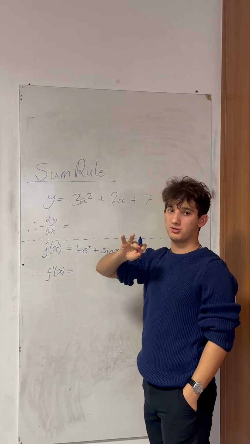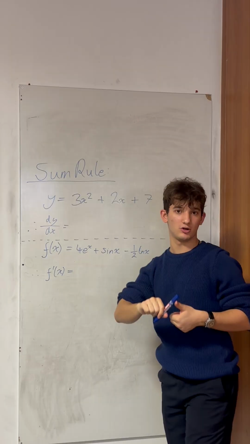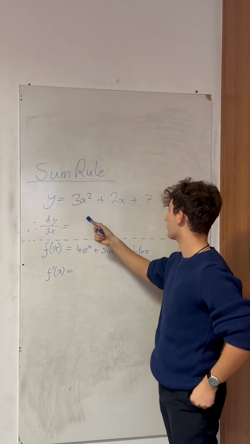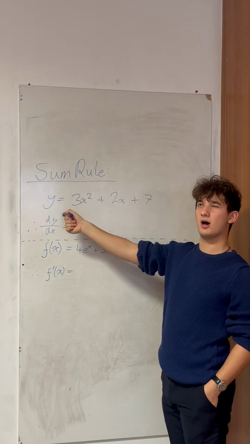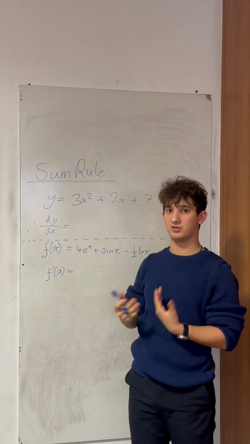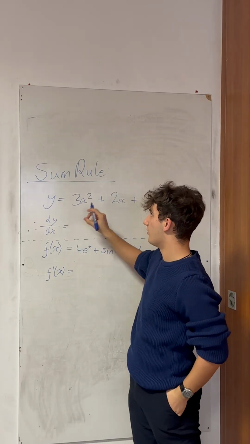The 3 rules I want to talk about for differentiation are the sum rule, the product rule, and the chain rule. And this one's probably easiest, the sum rule. If I've got an expression like 3x squared plus 2x plus 7, and I want to find its derivative, I simply take each derivative bit by bit, one at a time.